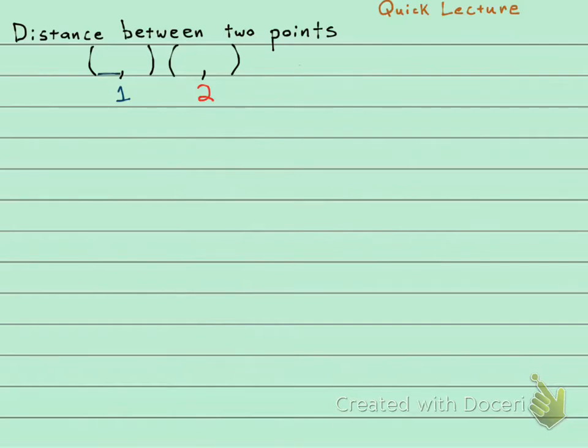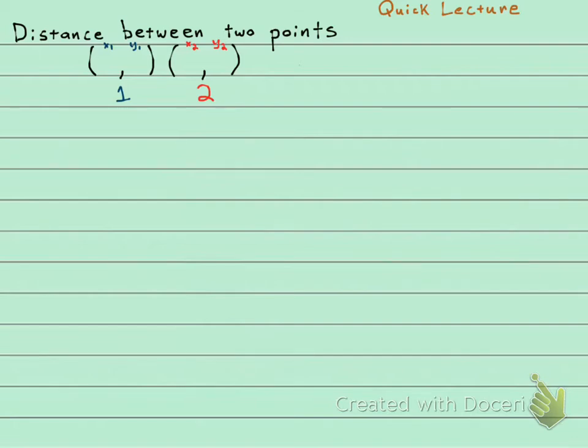And the first part is the x value of 1, so we call that x sub 1. And then back here is the y value of point 1, so we're going to call that y sub 1. And similarly at point 2 we have the x sub 2 and then the y sub 2. Okay, alphabetical, x comes before y.